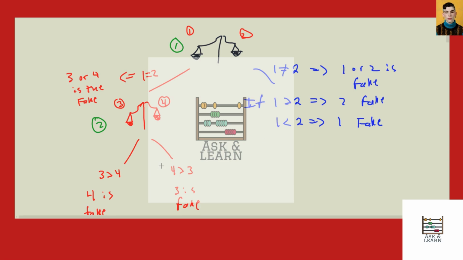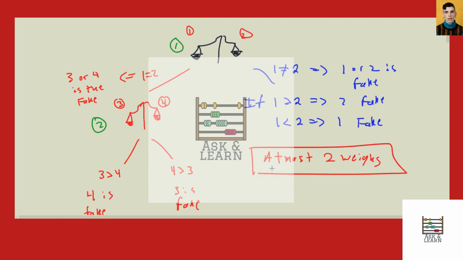So this would be our algorithm. Over here, this only involved one weighing, so we didn't need to do multiple weighings. So at most, we're going to have 2 weighings. And if we get lucky, we can have just one weighing for this.